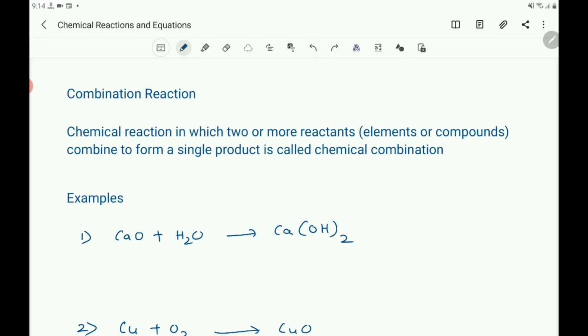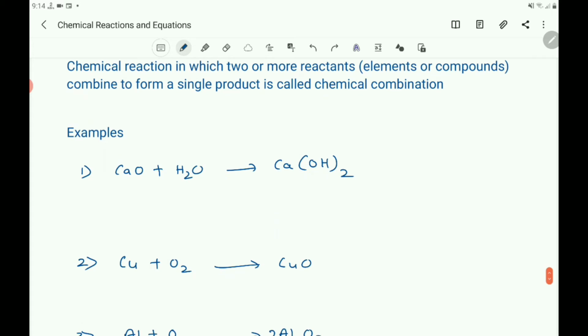Now let us take some examples. First one is calcium oxide reacts with water to produce calcium hydroxide. Here two reactants combine to give calcium hydroxide, which is a single product. So it is a combination. Now you verify whether it is balanced or not. Here O has two atoms on both sides. Ca has one atom, and H2 has two atoms. Here also two atoms. So it is balanced.